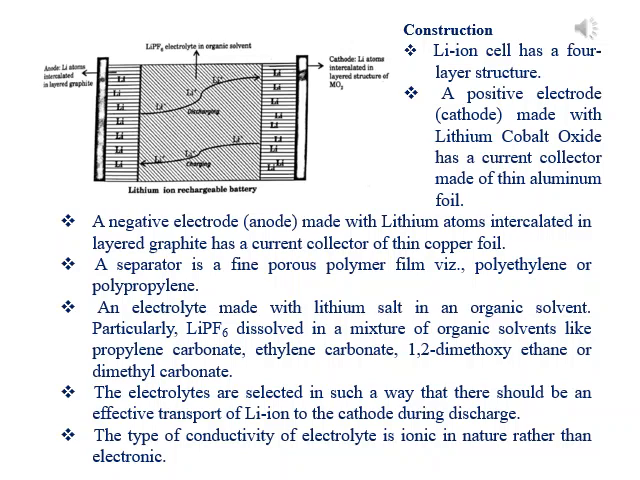An electrolyte made with lithium salt in an organic solvent, particularly LiPF6 dissolved in a mixture of organic solvents like propylene carbonate, ethylene carbonate, 1,2-dimethoxyethane or dimethyl carbonate. The electrolytes are selected in such a way that there should be an effective transport of lithium ion to the cathode during discharge. This type of conductivity of electrolyte is ionic in nature rather than electronic.